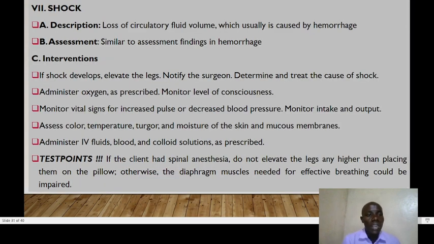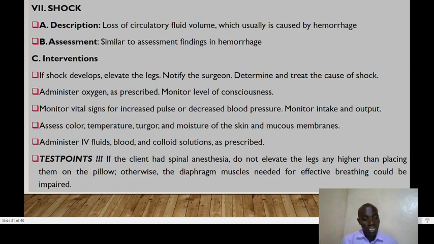The other complication is shock, and shock is the loss of circulatory fluid volume, which usually is caused by hemorrhage. It's similar to the assessment findings of the hemorrhage. So if the patient develops shock, you have to elevate the legs, notify the surgeon, and determine the threat and the cause of the shock. You need to administer the oxygen as prescribed and monitor the level of consciousness. You need to monitor the vital signs for increased pulse or increased blood pressure. Monitor intake and output, okay? Then lastly, you can also assess the color, temperature, turgor, and moisture of the skin and mucous membranes. You need to administer the IV fluids, blood, and colloid solutions as prescribed.